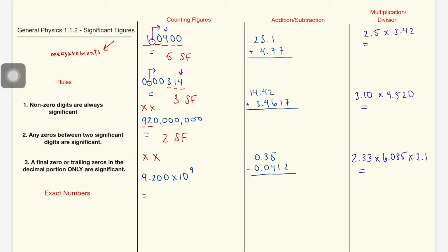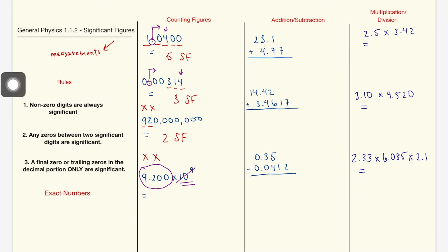The next problem includes scientific notation, which we haven't done yet. 9.200 times 10 to the 9. The element that makes this scientific notation is the 10 to the 9. However, with significant figures, we can ignore this and just focus on the first number, 9.200.